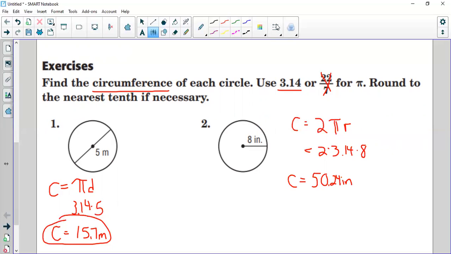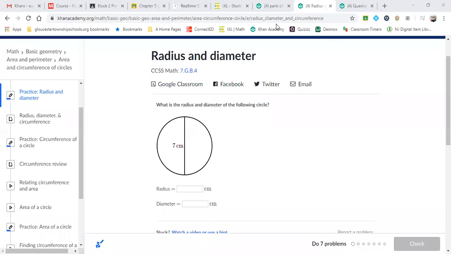And I'm going to slide over to Khan Academy. I'll be right back. And just like that, I'm back. I'm going to do a couple of problems here on Khan Academy, the Khan Academy exercises you're going to work on. Here you're given a circle. They ask you for a radius and a diameter. You have to answer both of those.